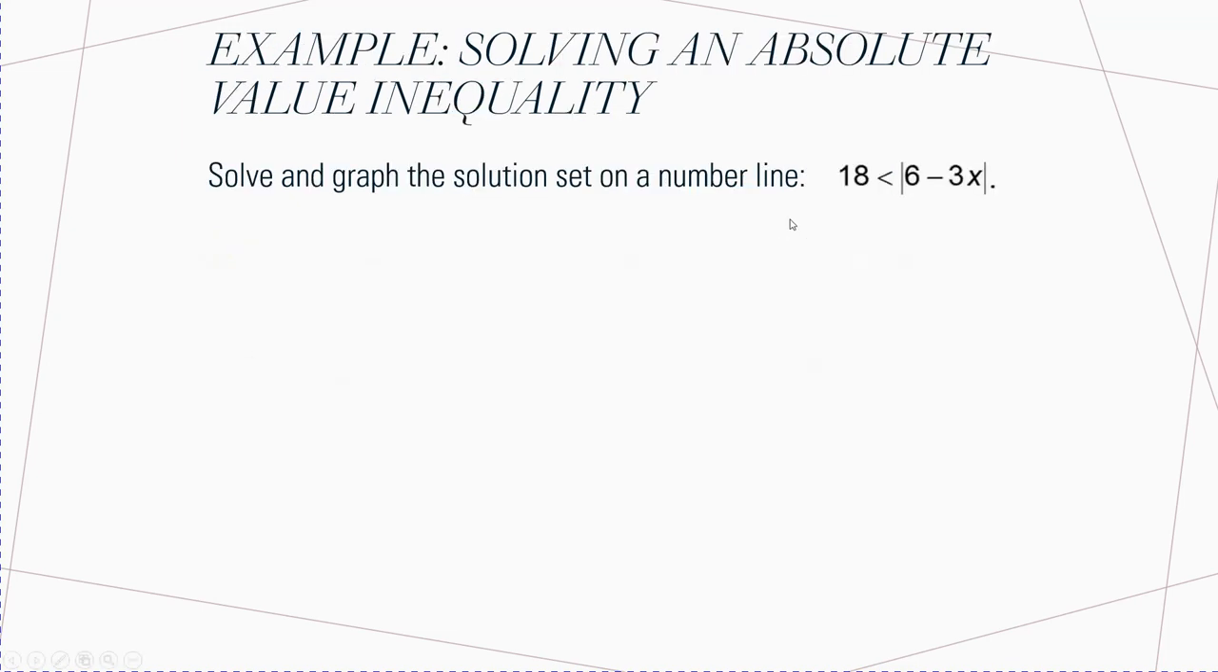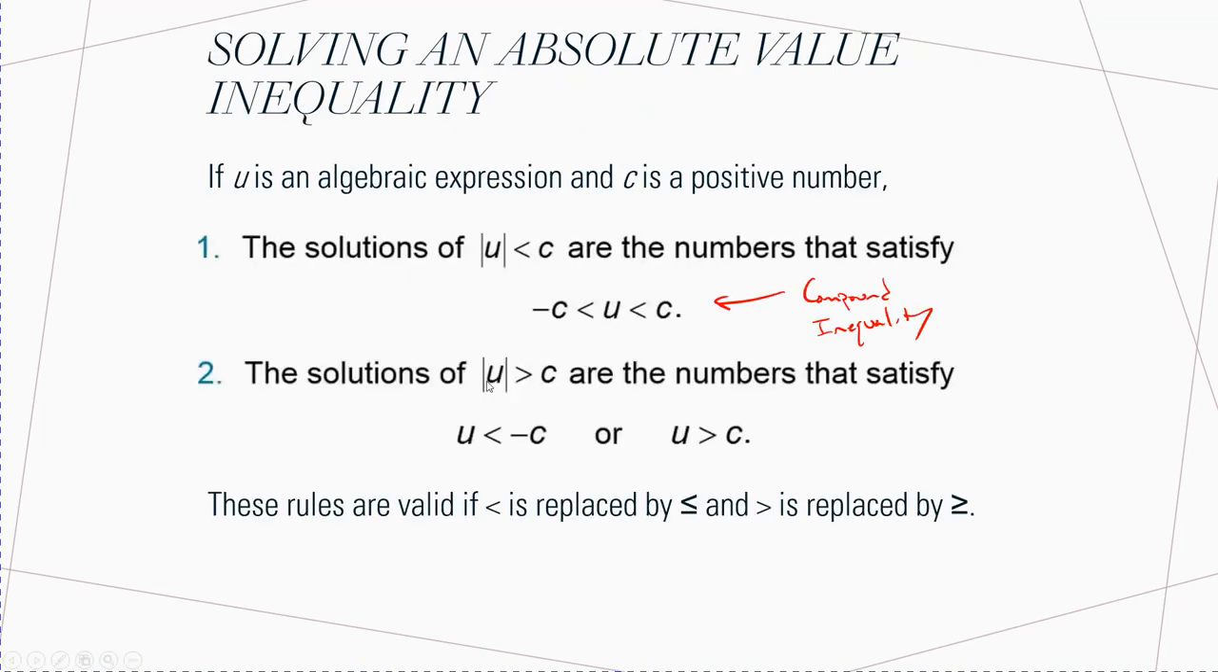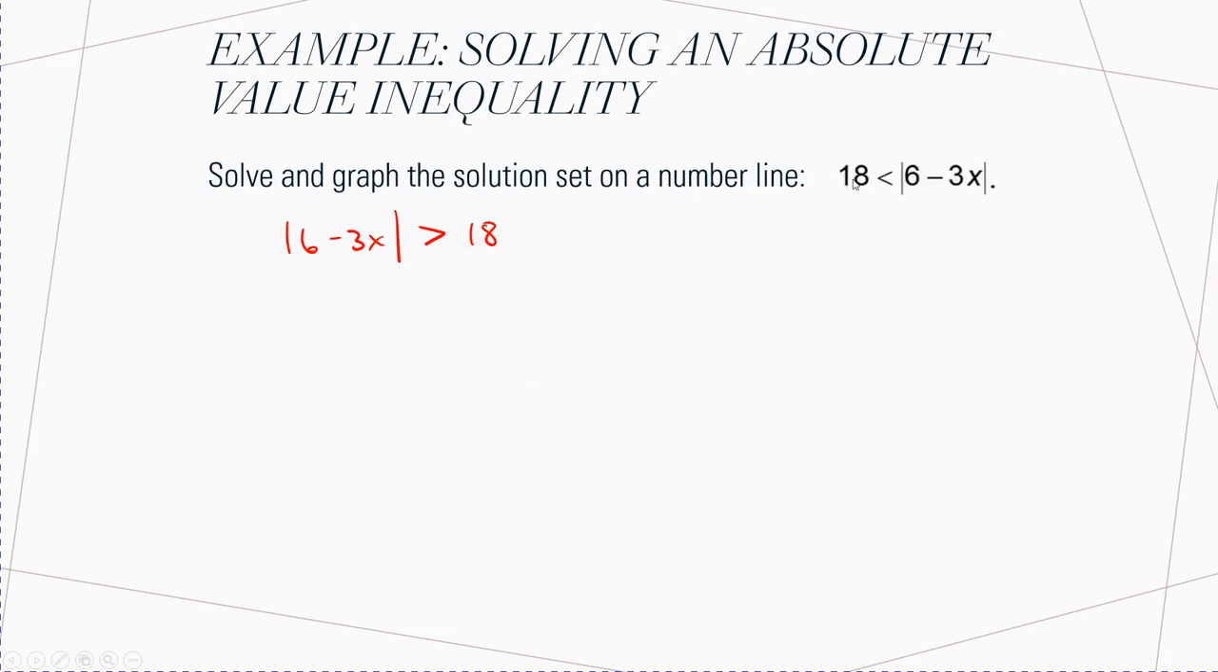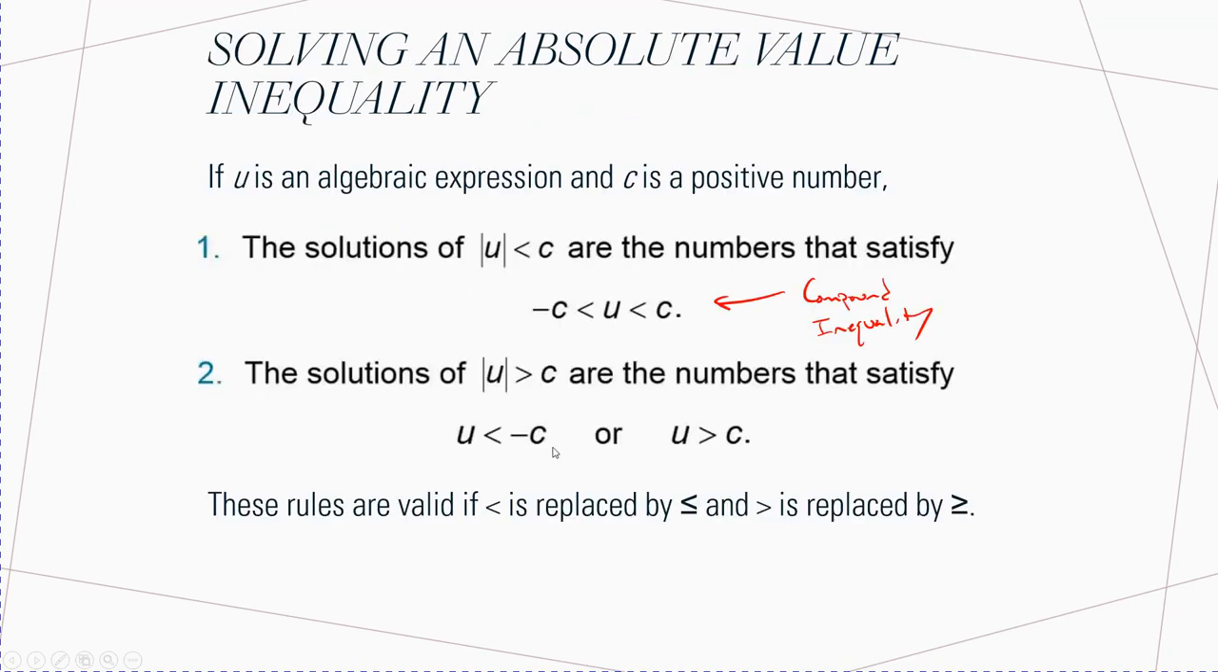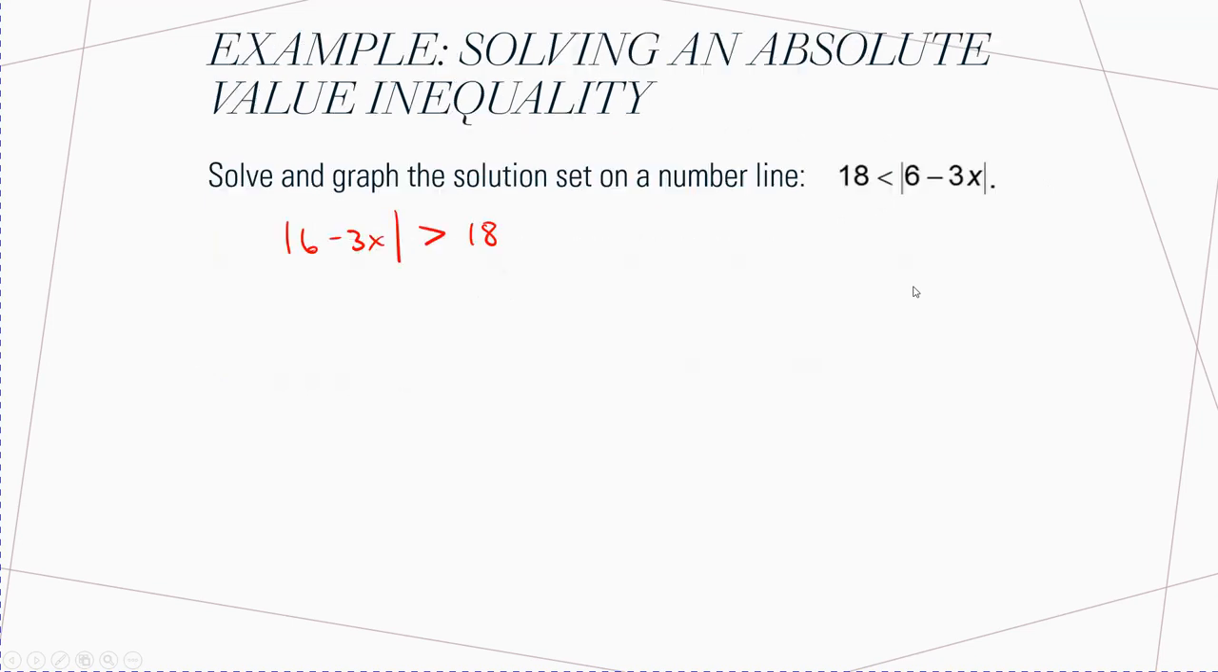All right, so let's try this one. Solve and graph the solution set on a number line for 18 is less than the absolute value of 6 minus 3x. So I'm going to rewrite this as the absolute value of 6 minus 3x is greater than 18. Notice how I have it written as a greater than. I just turned this around so I could use the rules. So I have to break this up into two equations.